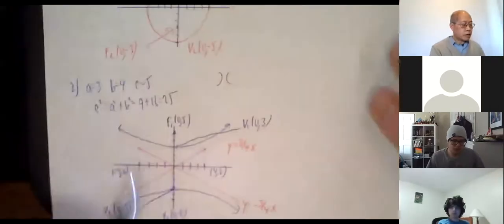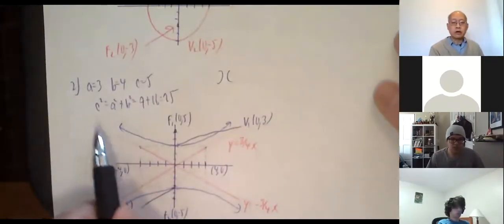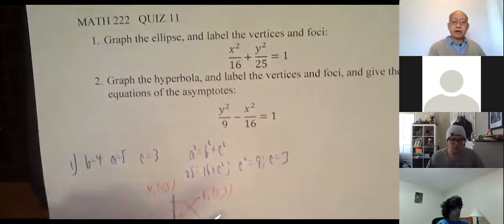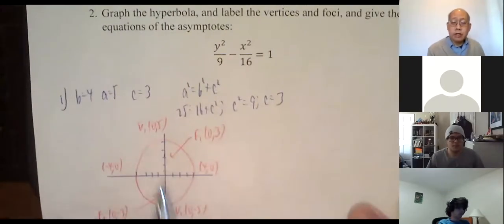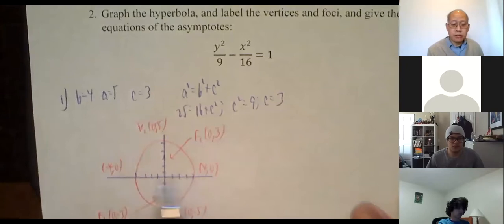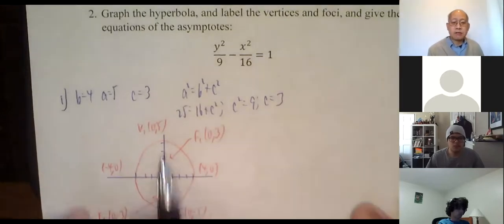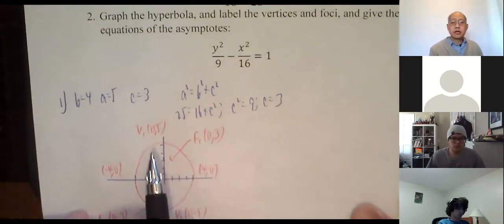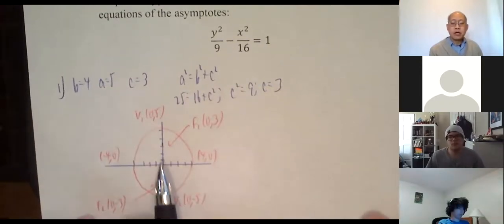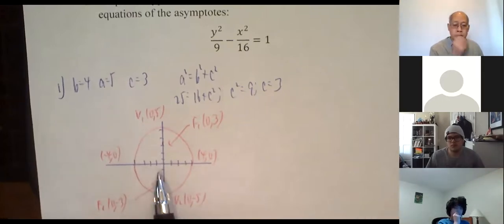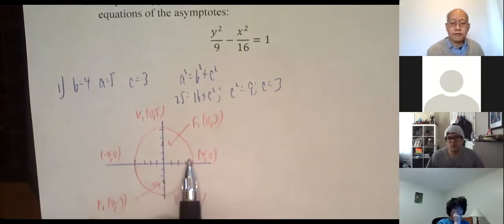Yes, you probably already caught that 3, 4, and 5 also show up in question 2. I made it that way. The foci are always along the major axis. Some of you had the foci going this way, but it has to be on the major axis. So the vertices are (0, 5) and (0, -5). The foci are (0, 3) and (0, -3). The endpoints of the minor axis are (-4, 0) and (4, 0).